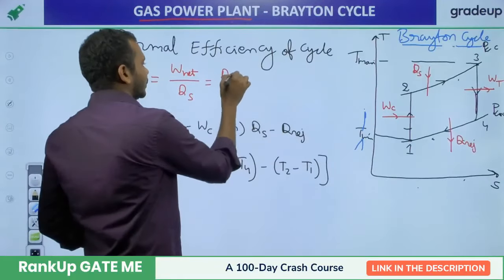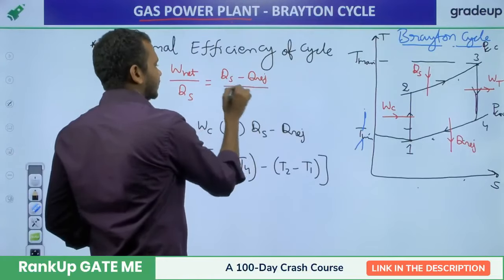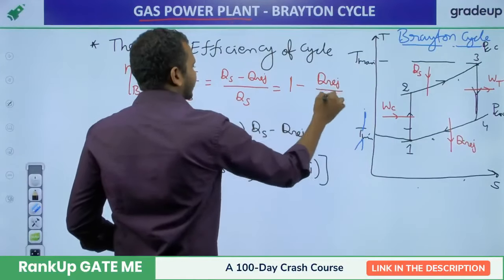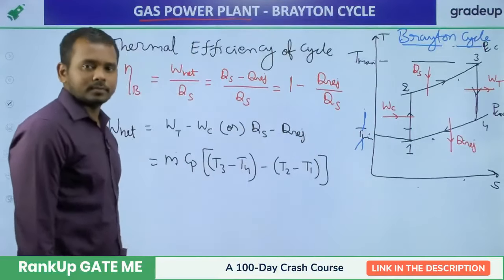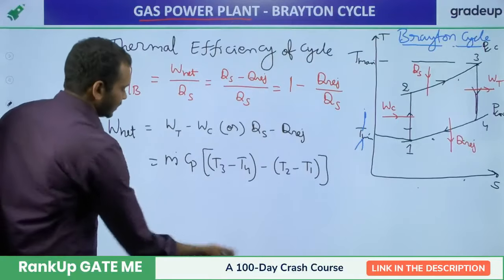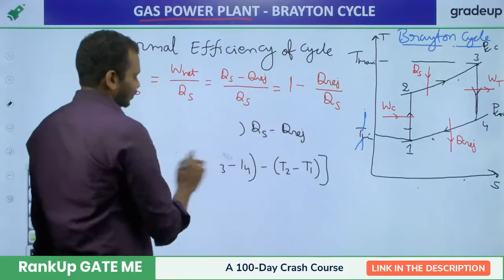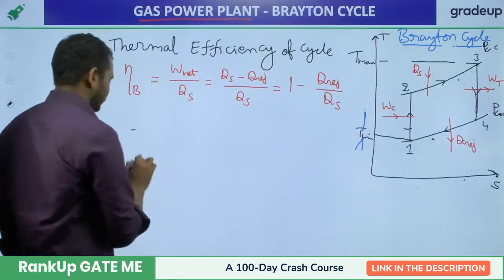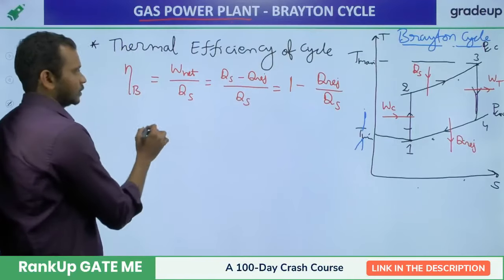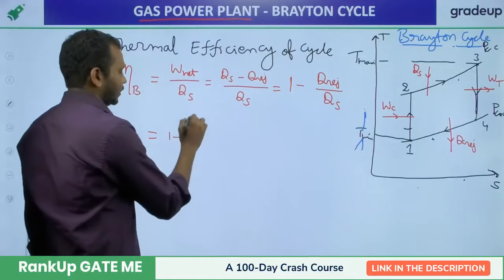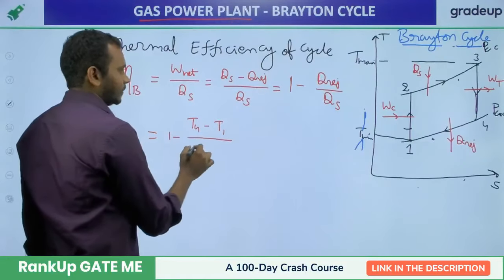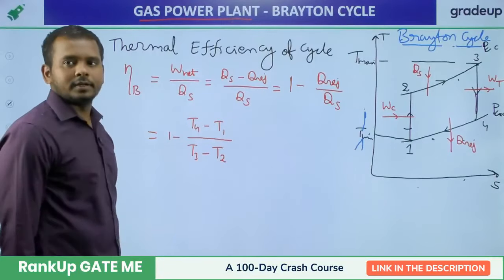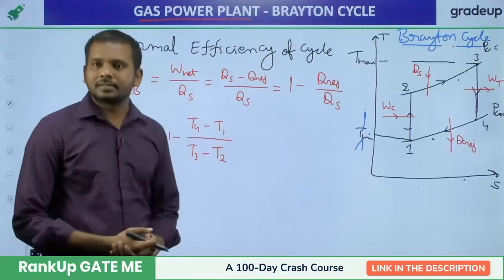And what is the net work output? Heat supplied minus heat rejection, by heat supplied. Or I can write it as 1 minus heat rejection by heat supplied. So what is the heat rejection? I can write here MCp (T4 minus T1) by MCp (T3 minus T2). That is nothing but (T4 minus T1) by (T3 minus T2).